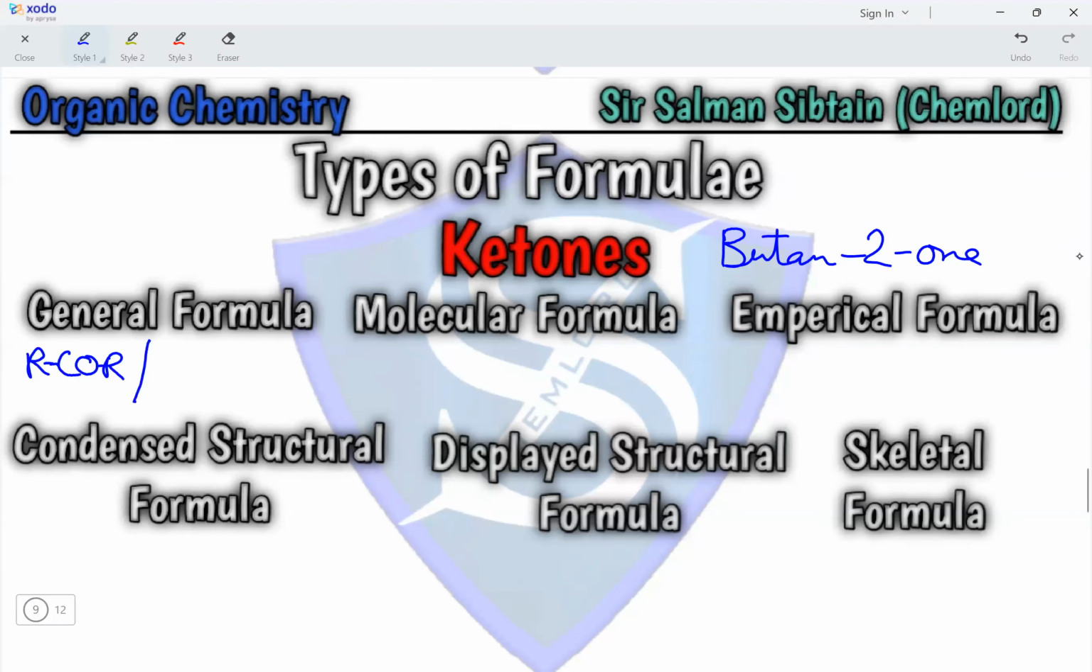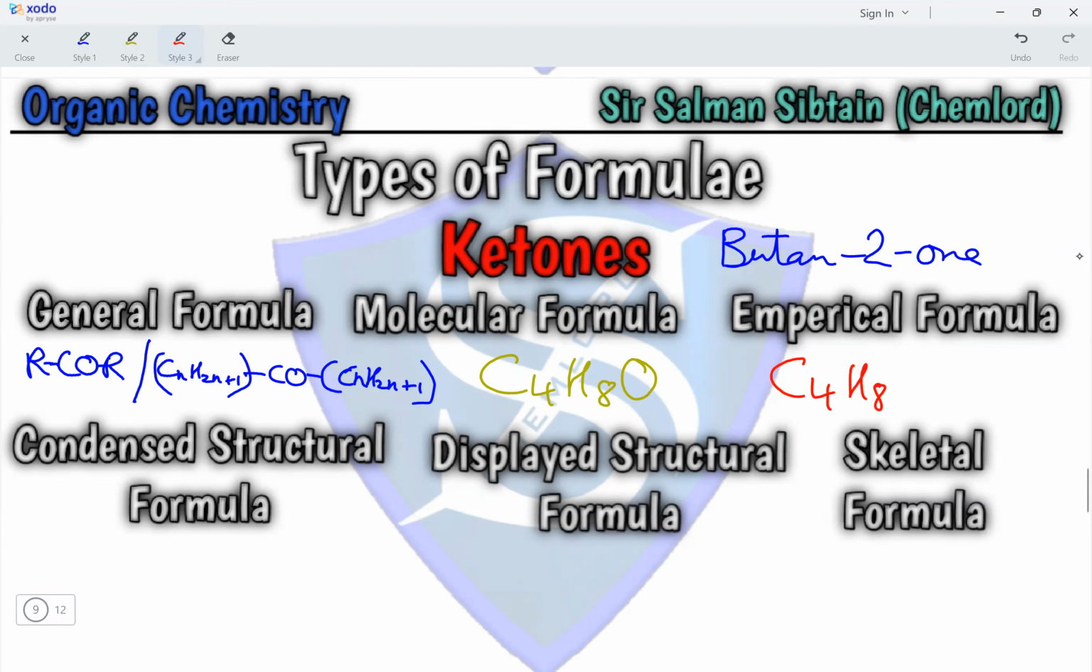And in terms of the elements, the formula would be CnH2n+1 CO, then again CnH2n+1. Now, since we've got four carbon atoms present in the ketone, butan-2-one, the molecular formula will be C4H8O. The empirical formula will also be C4H8O because we've got a single oxygen atom present. So the simplest ratio would be the ratio given in the molecular formula.